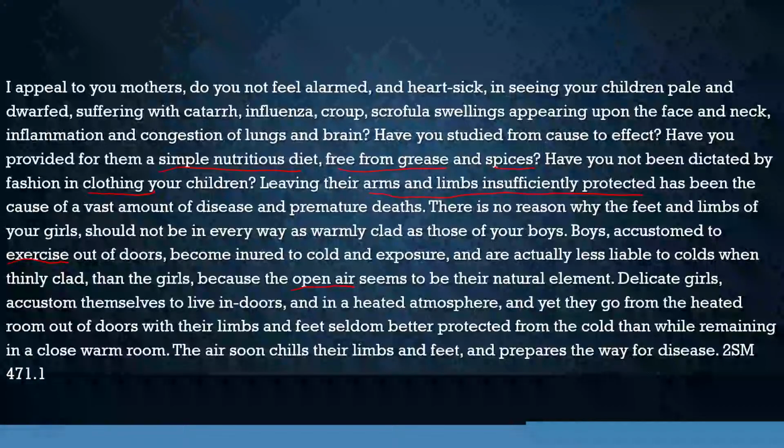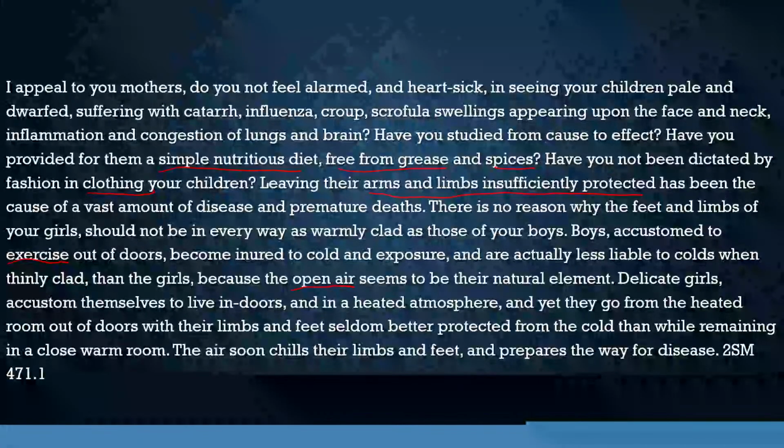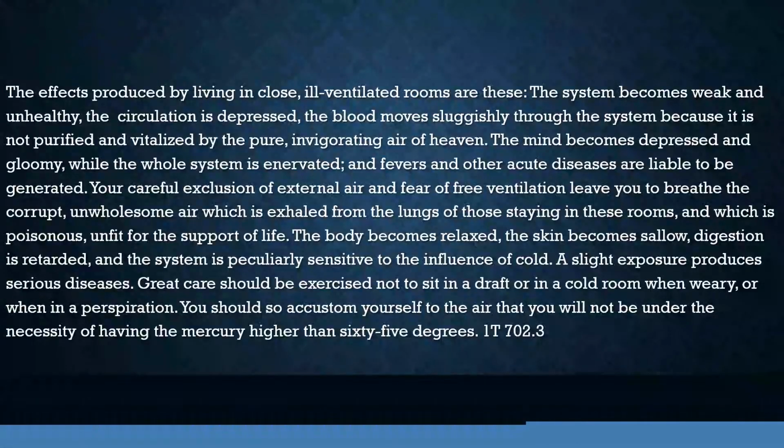So number 1, a simple but nutritious diet. Number 2, proper clothing. Number 3, outdoor exercise. And then number 4, pure air. Very, very essential. You can continue reading.